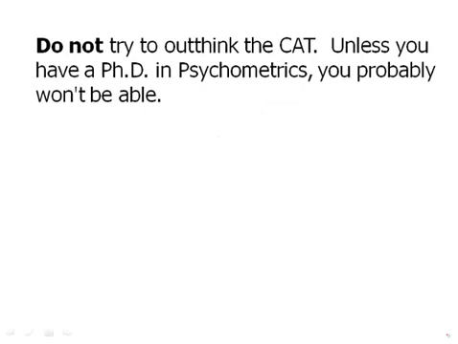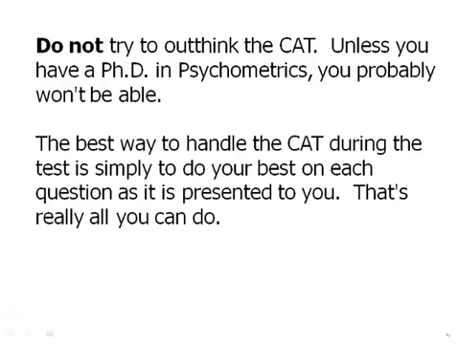Do not try to outthink the CAT. Unless you have a PhD in psychometrics, you probably won't be able to. In other words, what it is doing is enormously complicated. And so it's not the type of thing that just casually observing it, you're going to be able to figure out the pattern. The best way to handle the CAT during the test is simply to do your best on each question as it's presented to you. That's really all you can do.